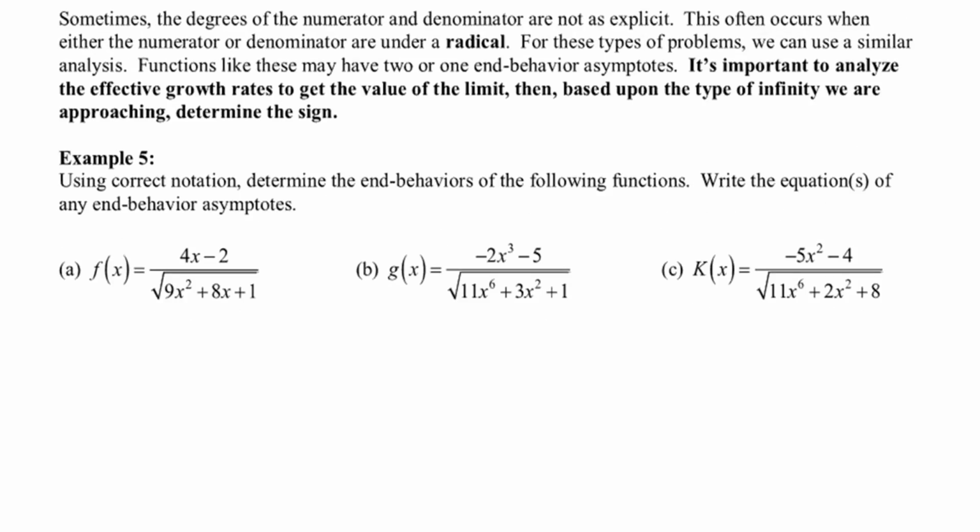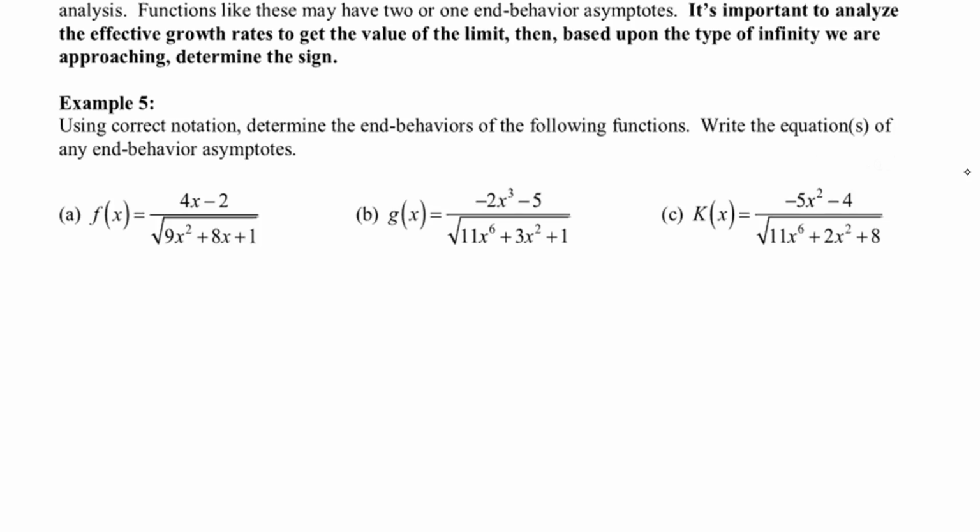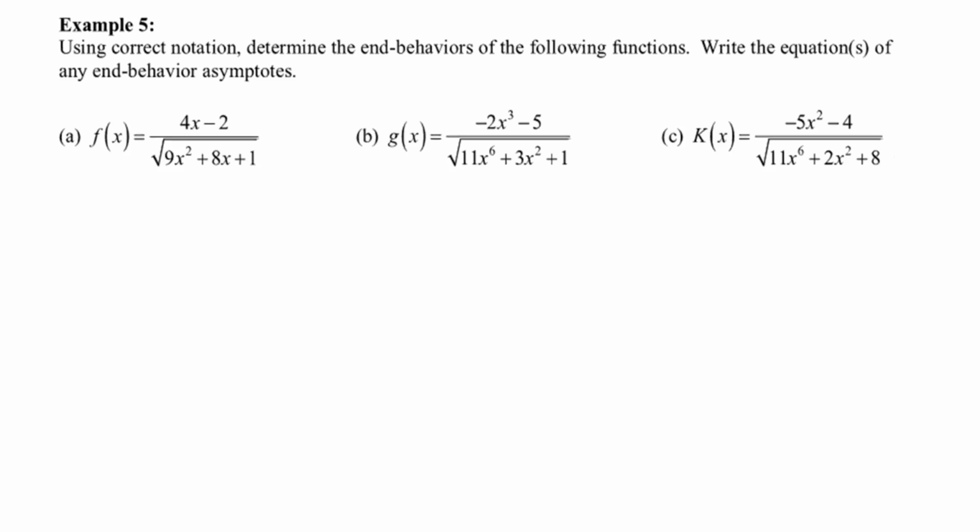We have a radical. So we need to analyze the growth rates before we can figure this out. So we're going to determine the end behaviors. We have the limit as x approaches infinity of f of x. Okay, the top, the degree is 1. In the bottom, technically, the degree is also 1. Okay, so in this case, we would have positive on the top, positive on the bottom. We would have 4 over 3, because the square root of 9x squared would be 3x.